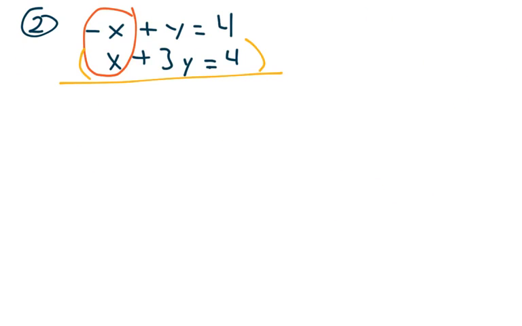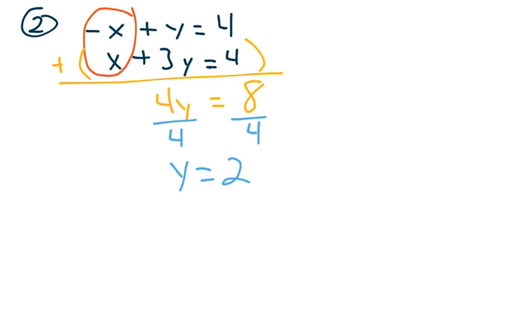Okay, so let's go back to the problem. We're going to add the two equations. Negative x plus positive x is 0. Positive y plus 3y gives me 4y. 4 plus 4 would be 8. Okay, there's step 2. Step 3 was to solve the resulting equation. Gives us a one-step equation. Divide both sides by 4, y is equal to 2.